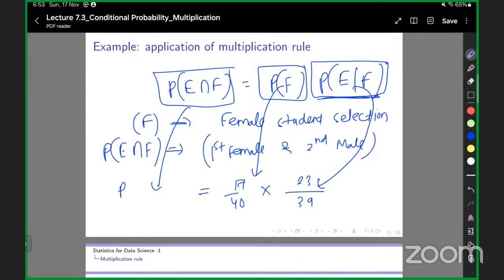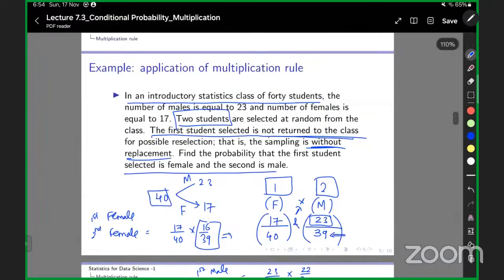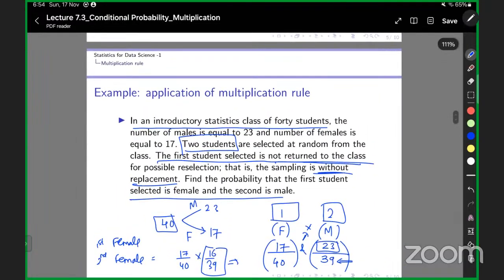Now, why are we including the whole class? We are selecting from the whole class, not just males. We have to select two students. The question is: select two students at random from the class. Now they are asking, what is the probability that the first student is selected as female and second is male?